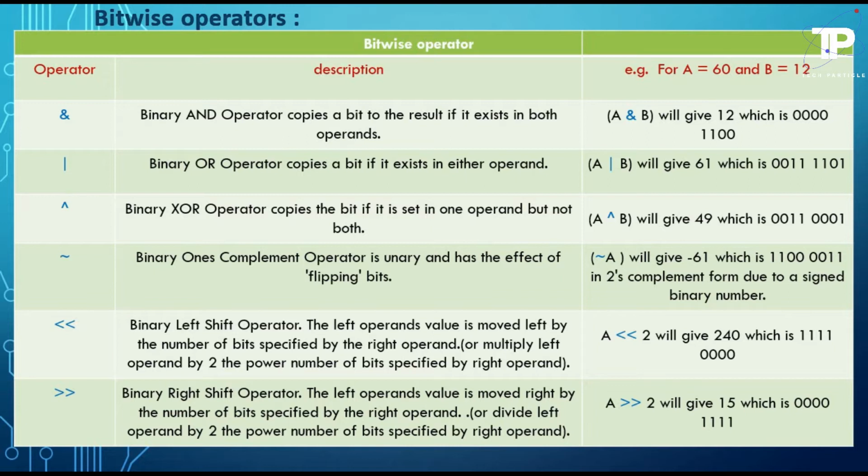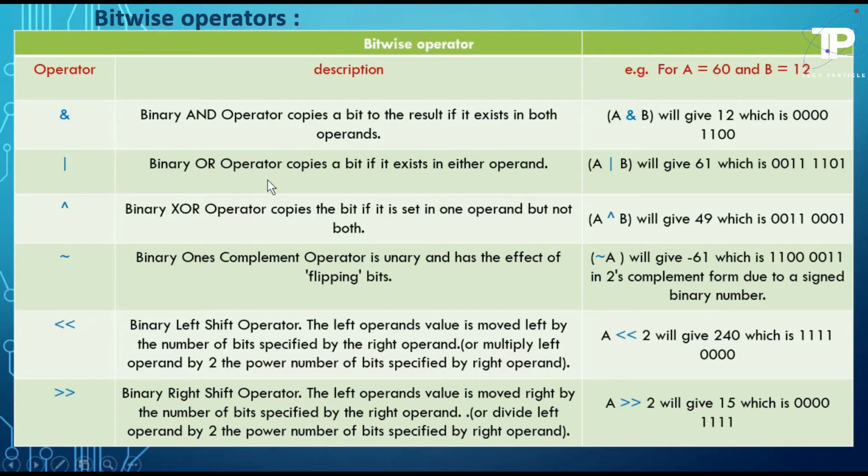Now let's focus on bitwise operators. The first operator is the bitwise AND operator. What does it do? It copies a bit to the result if it exists in both of the operands. For example, A and B, 60 and 13, will give 12, which is this.